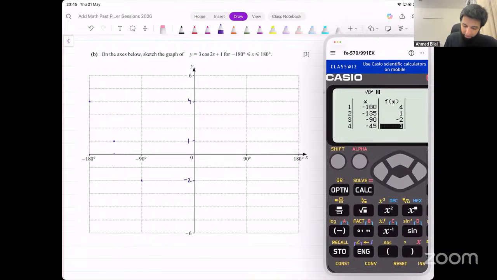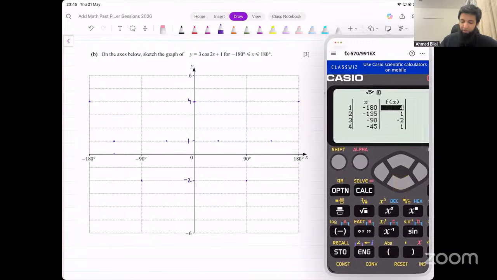1 again. And then it becomes 4 again. And then it will be 1 again. And then negative 2. And then 1 again. And then 4 again. Okay. So you plot all of those values.